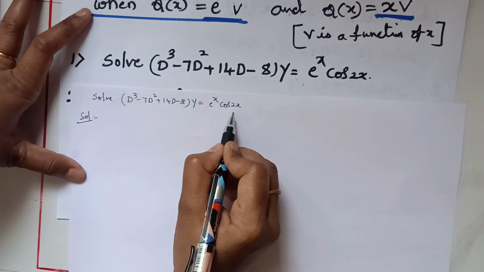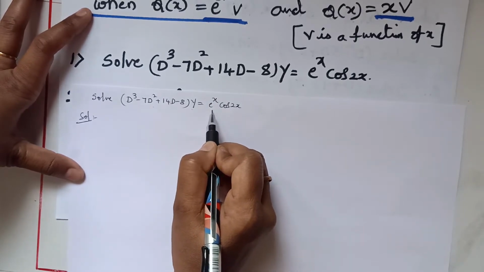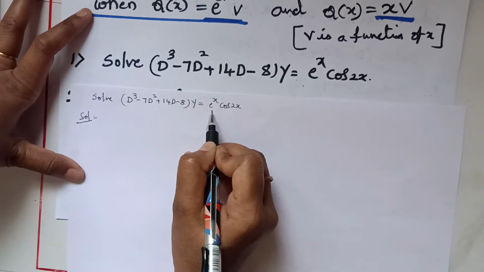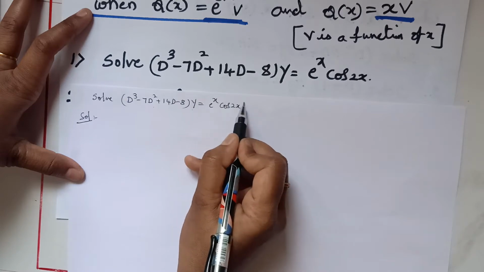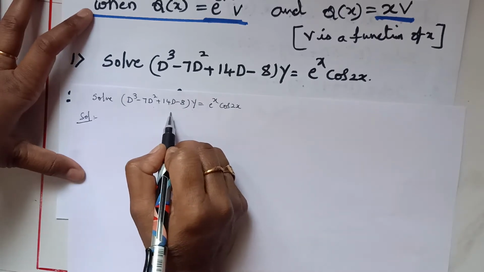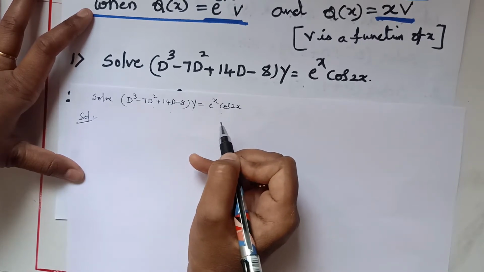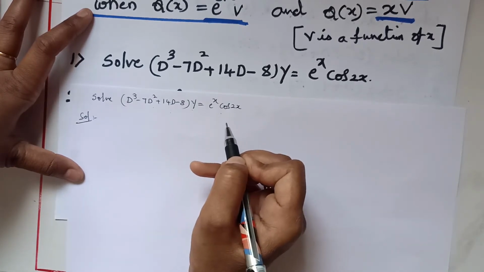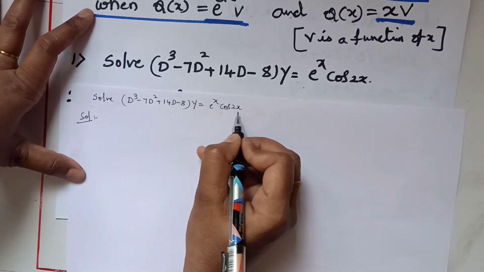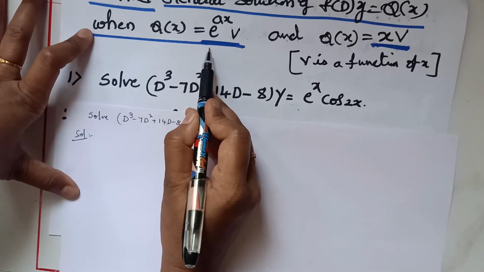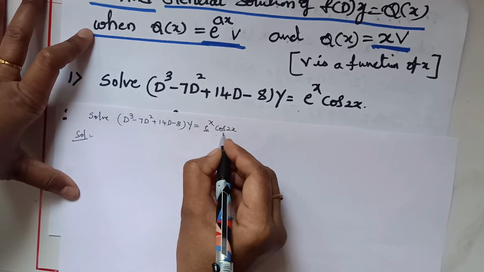Whenever you have a higher order differential equation, before you solve it, we need to check whether Q of x is equal to 0 or not. When Q of x is 0, you get only the complementary function. When Q of x is not equal to 0, we need to check which type of Q of x we have. Based on that, you should follow the procedure. Okay, here Q of x is in e power ax into v form. This is e power ax, this is v.